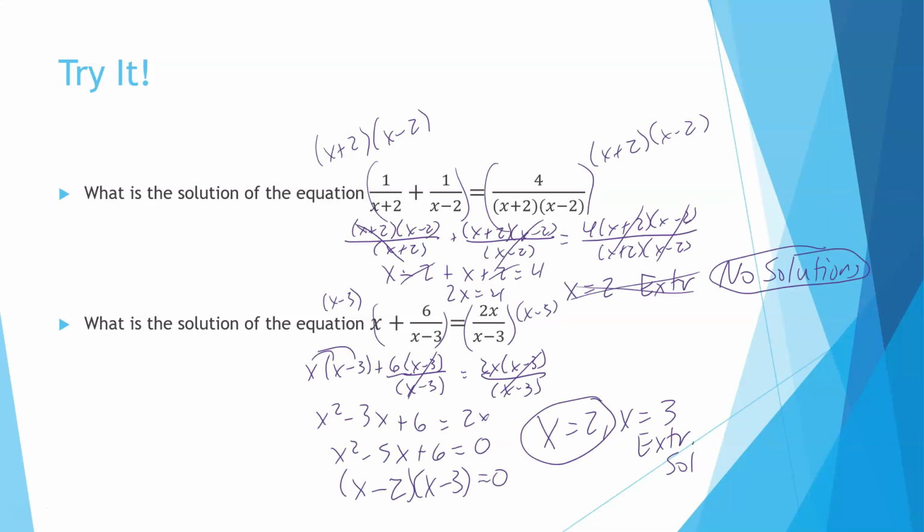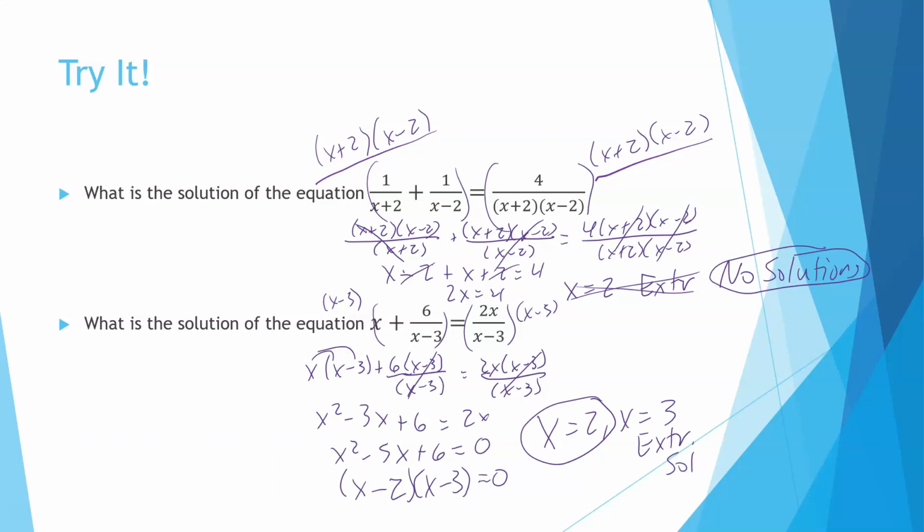Hopefully for the first one, you got that there's no solutions. Now my work is incredibly messy. I apologize for that. I didn't give myself enough space. But the top one, you should have multiplied both sides by x plus 2 times x minus 2. When you did that, the first fraction became just x minus 2. The second one became plus x plus 2 and then equals 4.